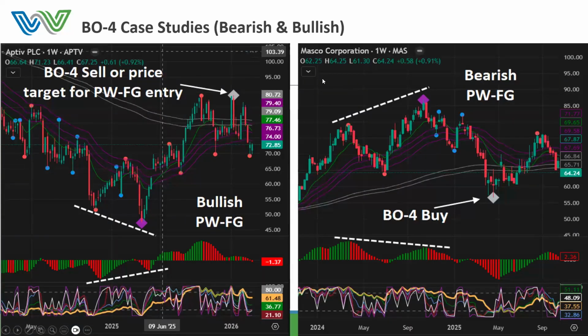So just as we have breakout 4s for uptrends, we also have them for downtrends. And this is the bullish PW fill the gap. And because we've been in a bearish trend, the question is, are we going to continue down and make a new low? And that's always the question. Or are we going to correct this move and then start to move back up again? And that's always the question for me.